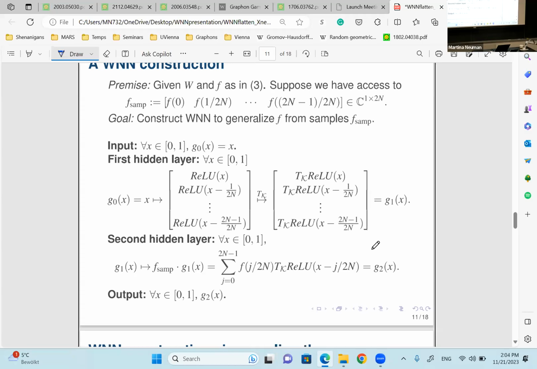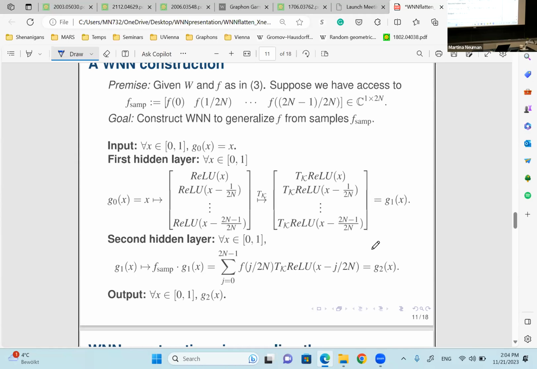What I'm going to do is multiply that with the column vector 1, 1, 1, 1. That's going to give me a vector x, x, x. Then I'm going to subtract the vector 0, 1 over 2N, all the way to 2N minus 1 divided by 2N. So that takes care of this; it's an affine transformation. Then I'm going to apply the activation, which is just ReLU. Then I'm going to do the convolution against my filter, which I'll represent as t_k. Whatever output comes out is the output of the first layer, which is a vector at every point x.